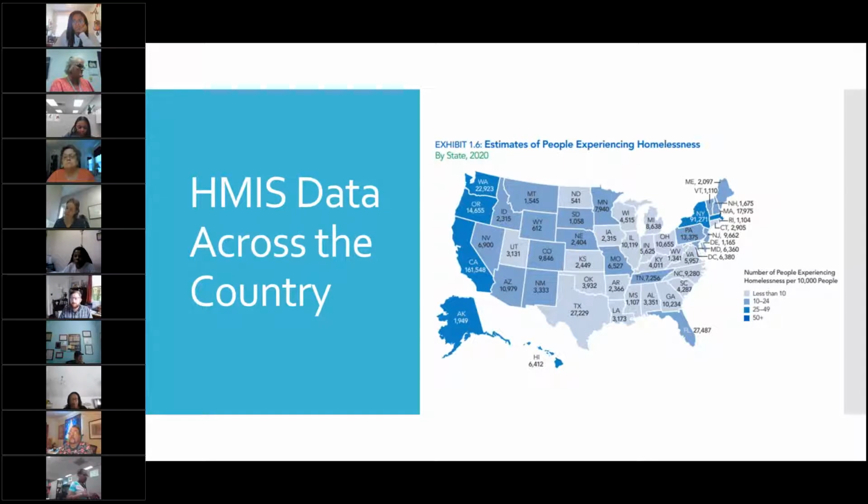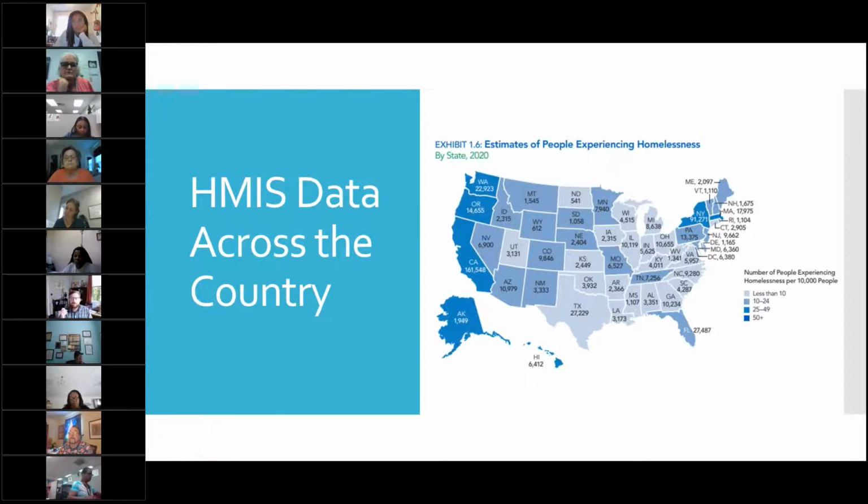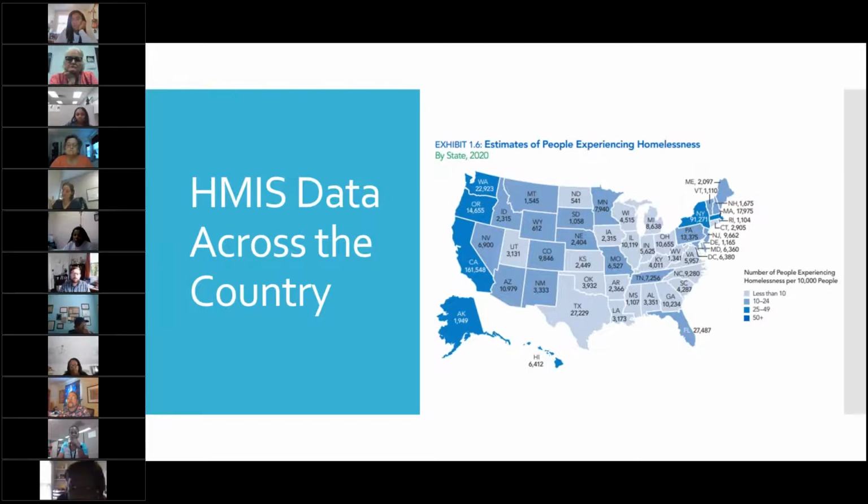HMIS also provides data from across the country. Collecting accurate data consistently allows us to contribute to this national perspective. Here's data from the most recent 2020 Annual Homeless Assessment Report, or AHAR. The AHAR is delivered to Congress every year, and it is HMIS that makes this data possible, and this is just one reason that data matters.